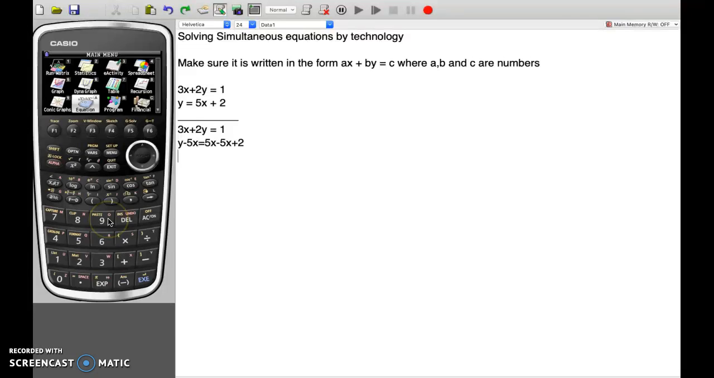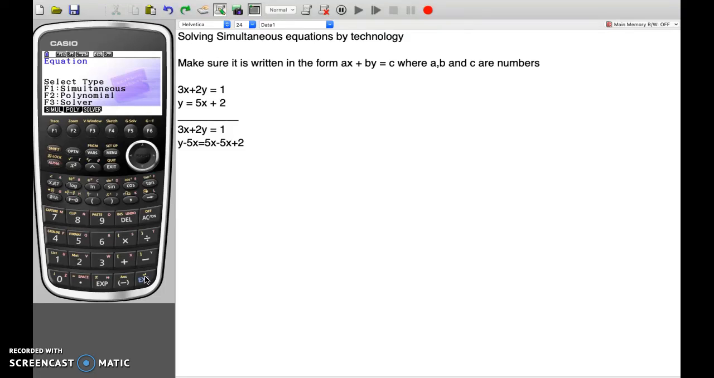As you remember from the topic of statistics, whenever we use our graphics calculator, we go to menu. Alright, so we're just going to go menu and you'll get this screen. Now, we're used to going to statistics. This time, because you're solving an equation, you're going to go to equation. So scroll down, push equation. Then go execute, and you'll see there that it's got three different options for equations. It's got simultaneous, polynomial, and solver.